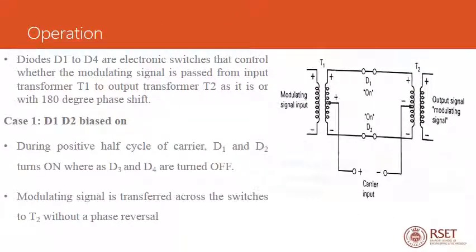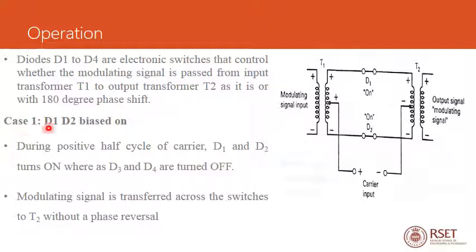Now we'll discuss the operation of the balanced ring modulator. The diodes D1 to D4 are electronic switches that control whether the modulating signal is passed from input transformer T1 to output transformer T2 as it is or with a 180-degree phase shift. The diodes D1 to D4 are connected in a ring manner. That is why the circuit is known as the balanced ring modulator.